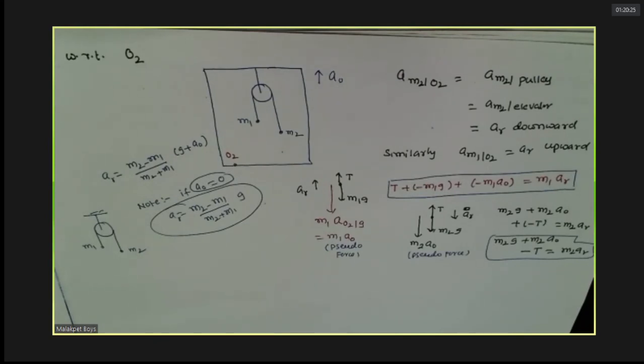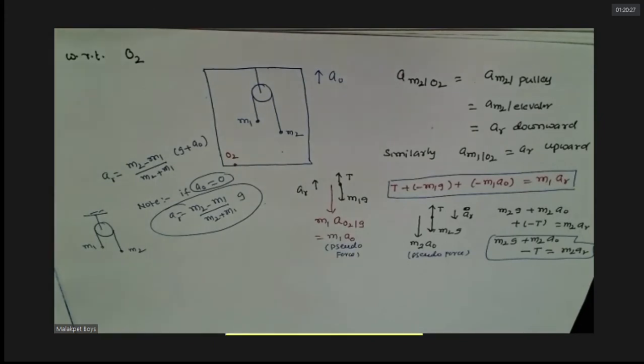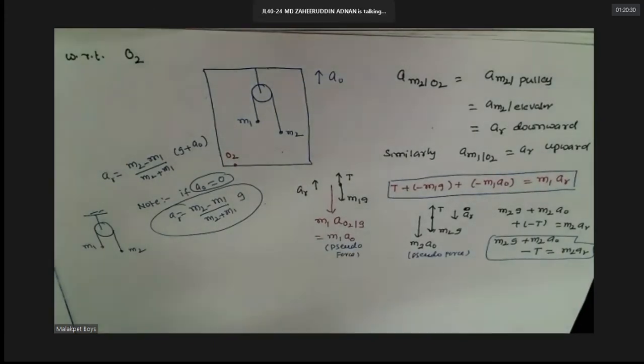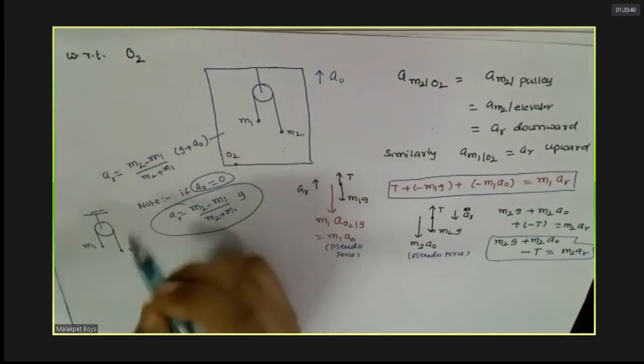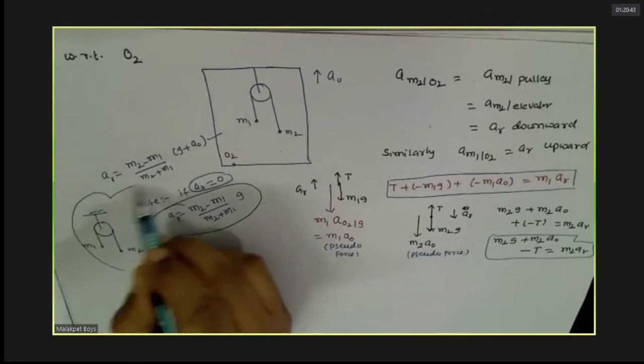Excuse me, sir, I'm not understanding that part. If A naught is equal to 0, what is there to understand? Until here you understood, no? Yes, sir. I am just giving an additional one.